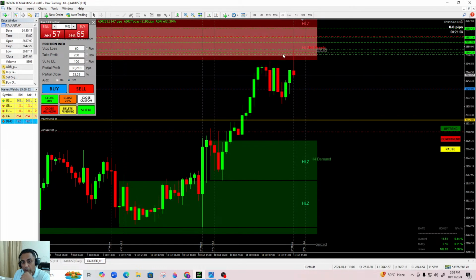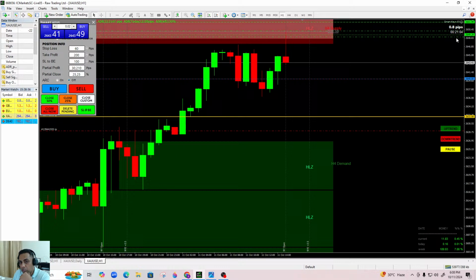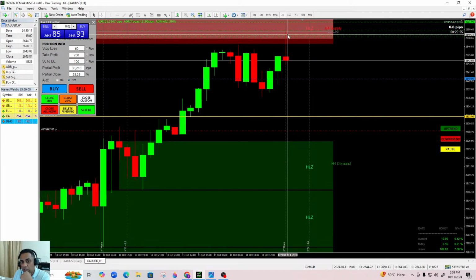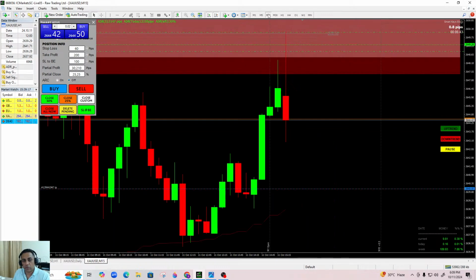So that's the light red area that we had marked. Price perfectly to the pip touched this, right? They mark this level just before the NY open, 2649.28. That's exactly where price touched. I took an entry at 2650 at the round number, touched it, dropped down. Now here, this is the first support area that price should come to.